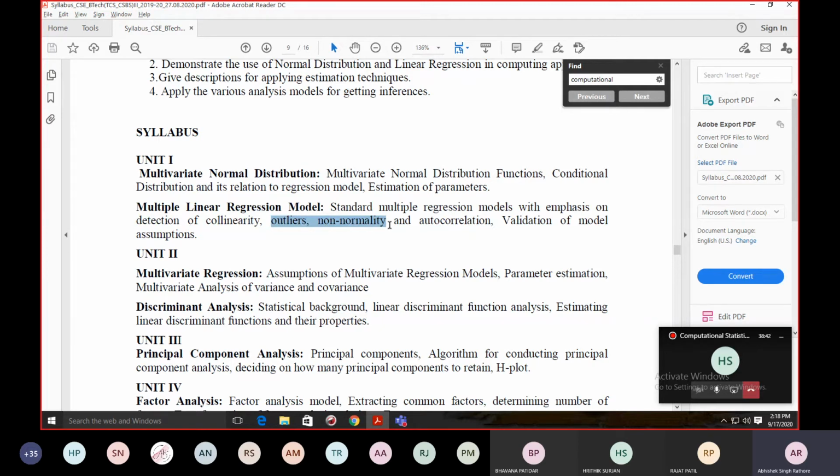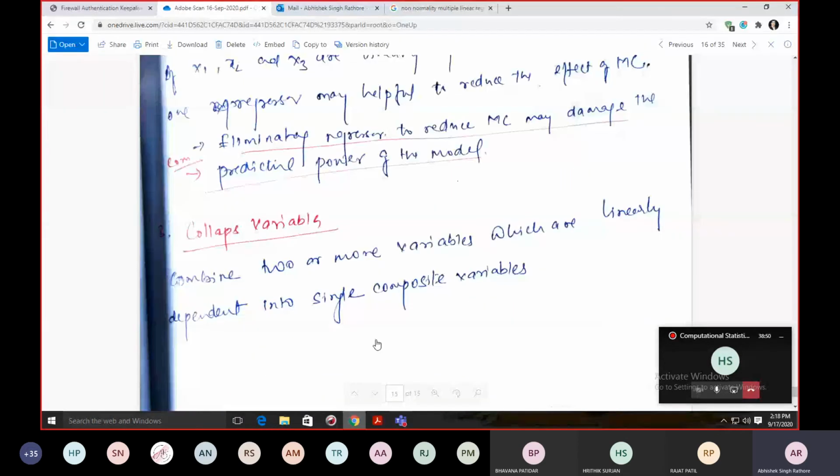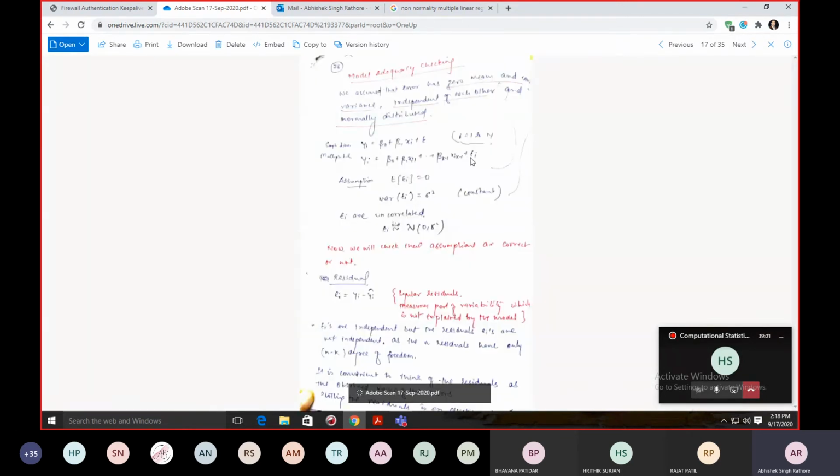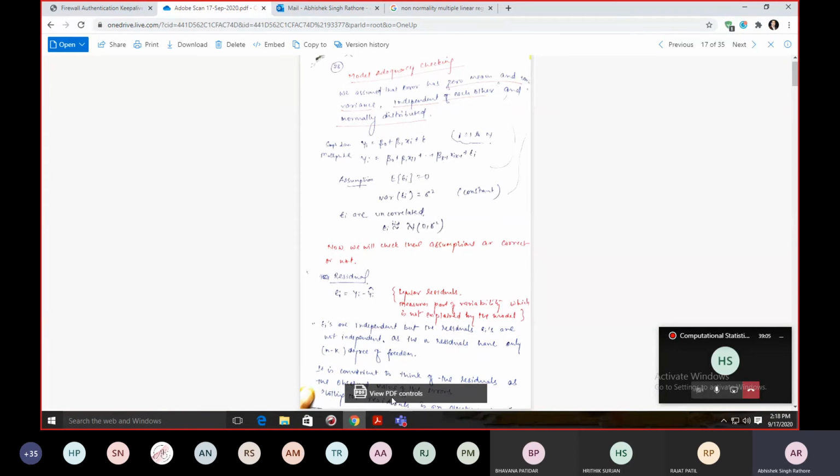So I'll start with... let me check my... so I'm starting with this model adequacy techniques. Just a minute, it is just loading.